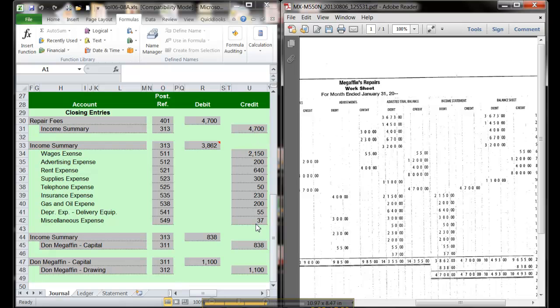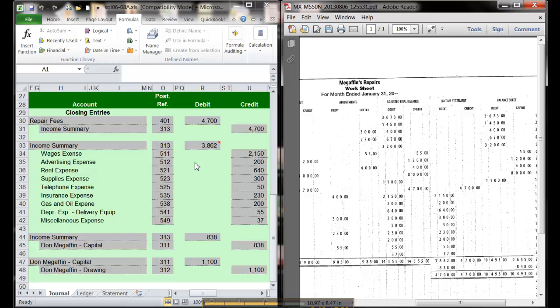Then I'm going to close all my expense accounts. These are all of my expense accounts right here. So this is step 1, step 2, all my expense accounts. They all have debit balances, so to close them and make them zero, I'm going to credit all of their accounts. Then add all of that up, which it's already added up for you, 3,862 here on the right, and then type that amount in there.